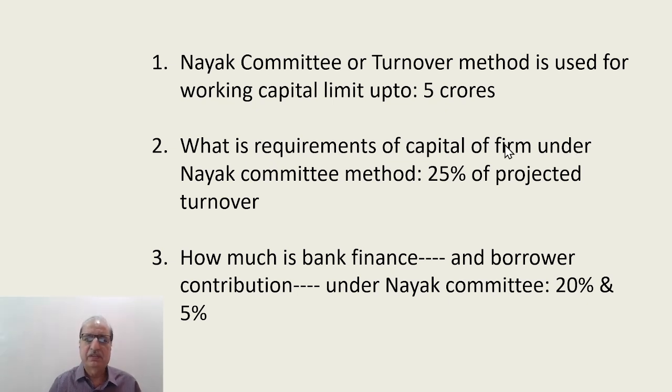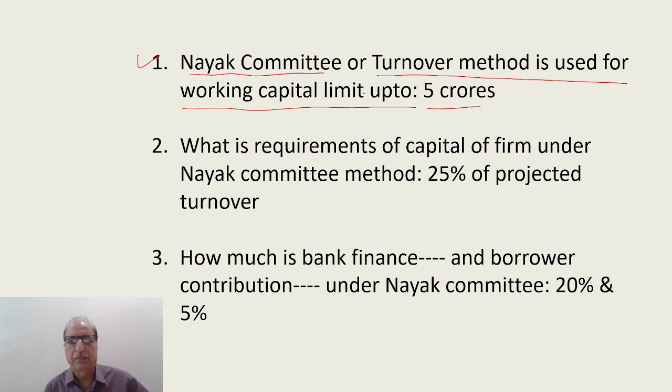Very important question. This is regarding the lending of working capital. Question number 1. Nayak Committee or turnover method is used for working capital limit up to 5 crore. So the Nayak Committee is for lending for working capital. Working capital means current asset financing. For current asset financing, Nayak Committee or turnover method is used. This is used for limits up to 5 crore.